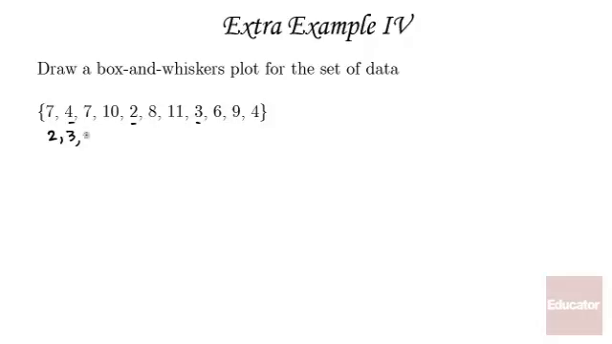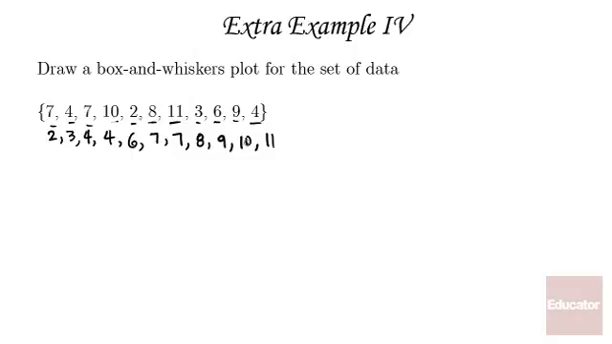We have 4, another 4, and then we have 6, then these 2 sevens, 7, 7, 8, 9, 10, and 11. Okay, so I have 1, 2, 3, 4, 5, 6, 7, 8, 9, 10, 11 numbers.